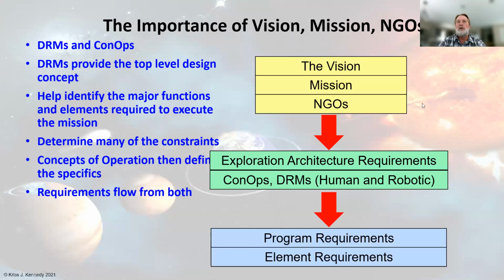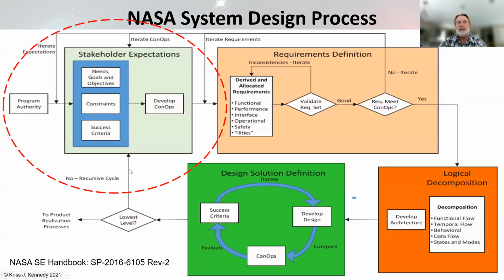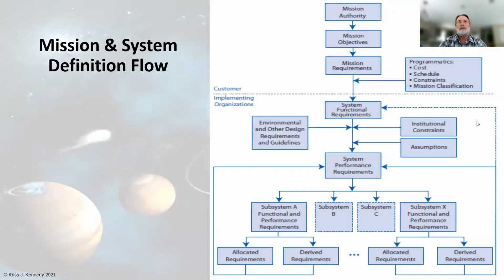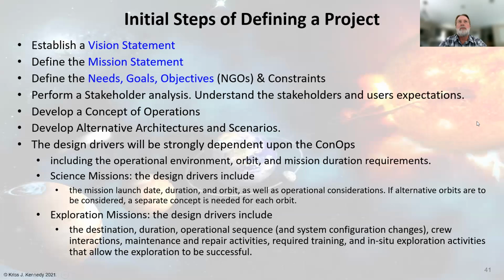So the vision, mission, needs, goals, and objectives come from the high level, or you develop them. From that, you derive your exploration architecture requirements, your concept of operations, develop your design reference missions, and then from there you derive and allocate your program and element requirements. So it's really in this area that we're talking about as part of that process. I'm going to skip this and this, as we've already talked about it.